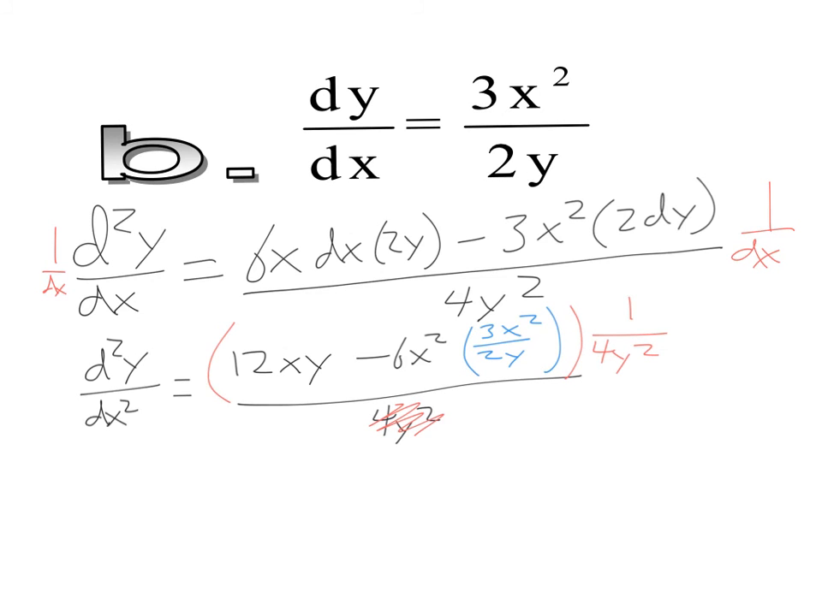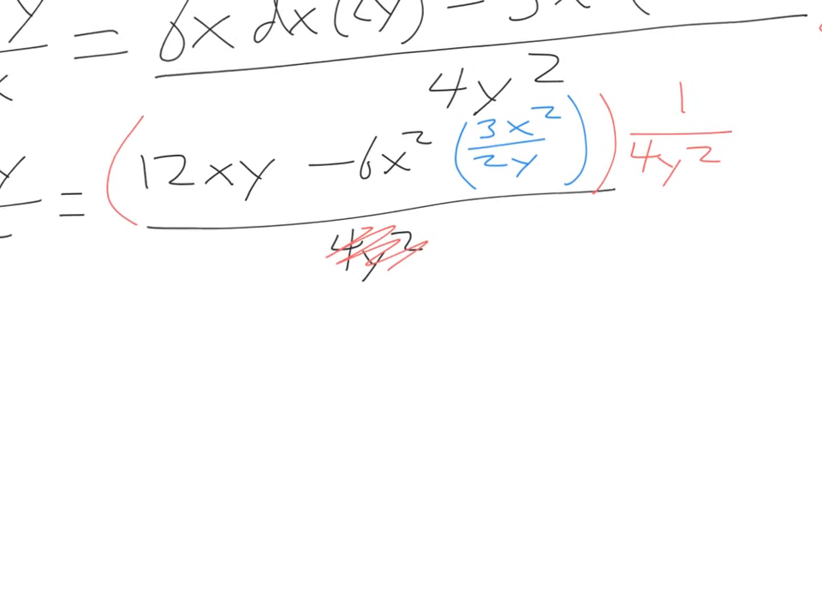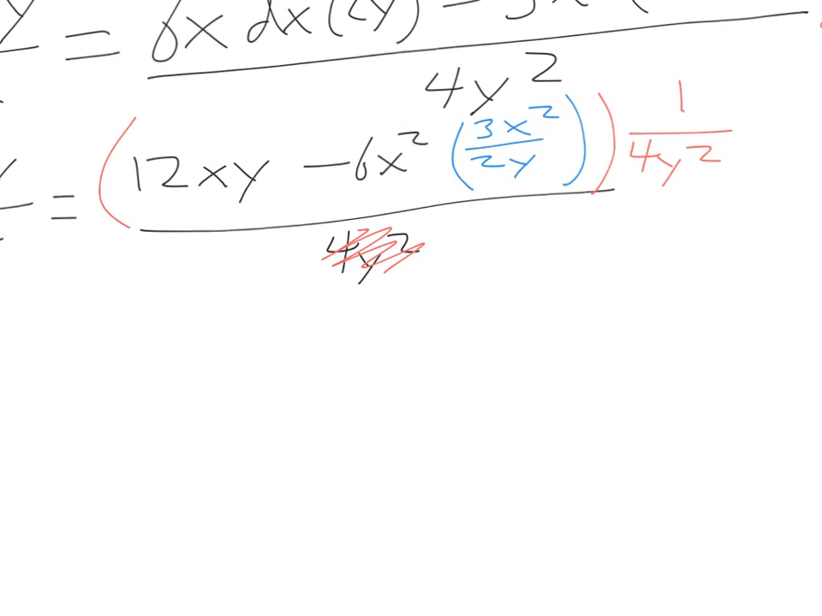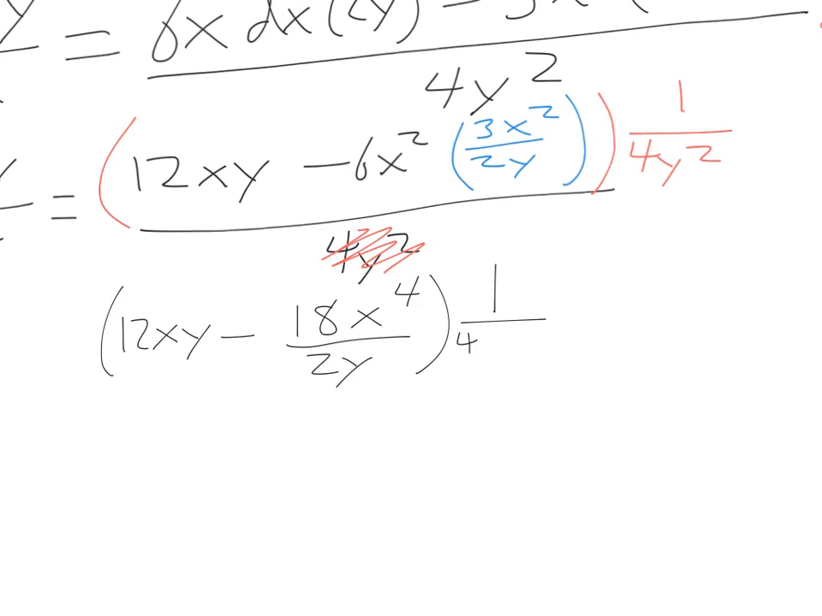So let's just start cleaning up from the inside out. So I have to first, looks like I got to distribute here, or multiply there. And so I'd have 12xy minus 6 times 3 is 18. x squared times x squared is x to the 4th. And all of that is over 2y. And that's all being multiplied by 1 over 4y squared. And so I could actually do a couple things here. One of the first things I notice is I could reduce this, right? So this could just be a 9 over 1y. And let's go ahead and distribute that 1 over 4y squared in.